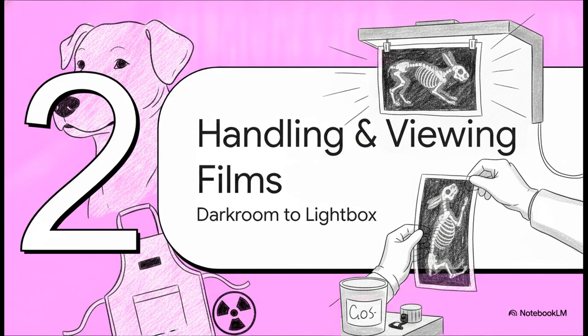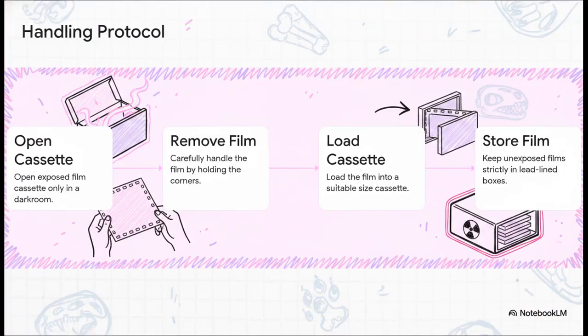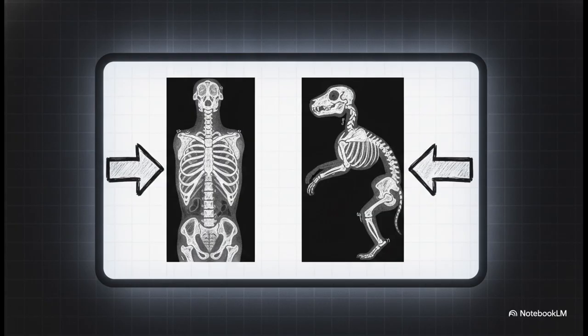Moving right along to section 2, handling and viewing films, from darkroom to lightbox. Now, we transition from physics to actual physical practice. Step into the darkroom with me. This space requires strict, unyielding protocol because exposed films are just incredibly sensitive. You must only handle the film by holding its absolute corners. When you're dealing with cassettes, the loaded and exposed ones have to be kept with their radiopaque surfaces facing upwards, no exceptions. And to protect against any stray radiation ruining your hard work, all unexposed films must be rigorously stored away inside lead-lined boxes. Once that film is developed, we step out and head to the light box.